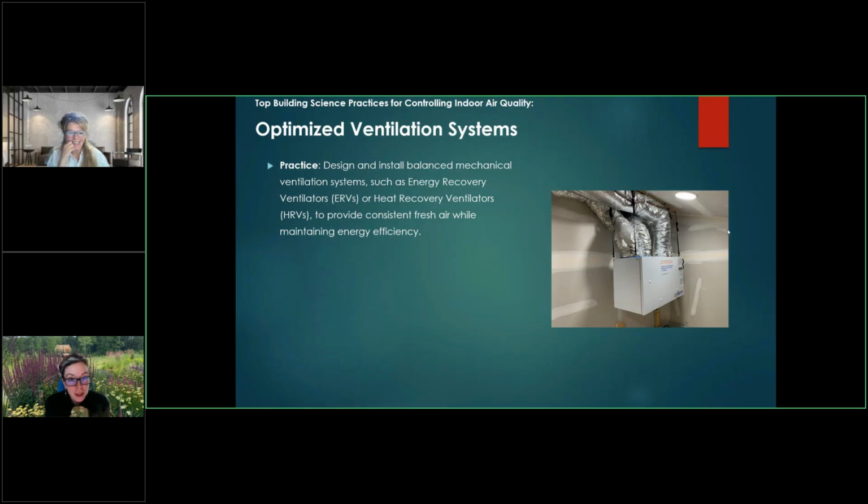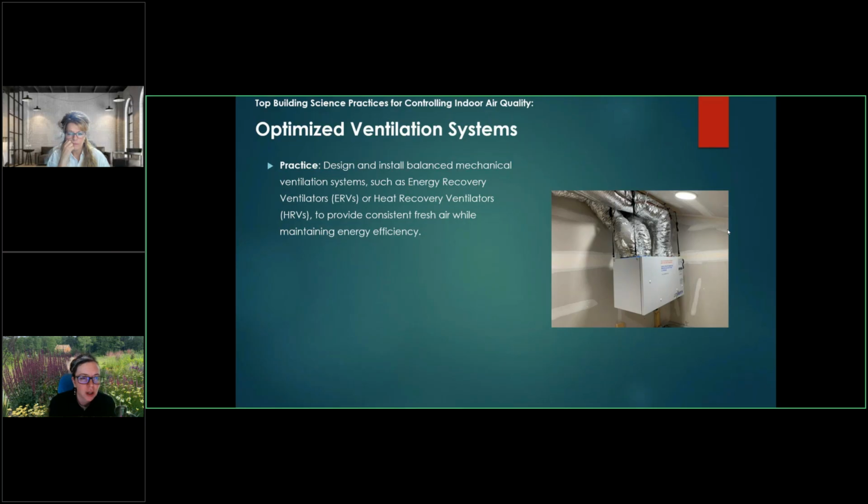But the one thing that we do have is a ventilation system. And so optimizing those ventilation systems. For us, I think dehumidification plus ventilation is really important because in the wintertime, we need the ERV because we need to keep as much moisture in as possible in these cold climates. And I know Nikki can talk about living in Wisconsin as well. But optimizing your ventilation system is design and installed balanced mechanical systems such as your ERVs or your HRVs, depending on where you are in the country, and provide fresh and consistent air while maintaining energy efficiency.